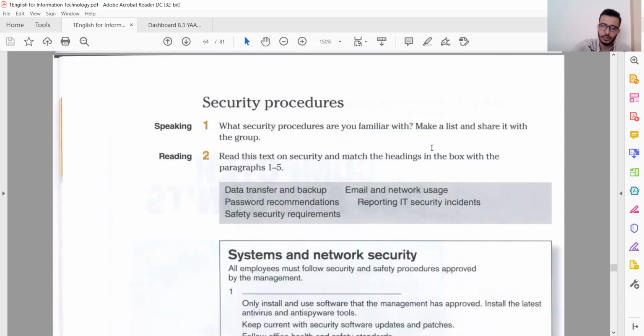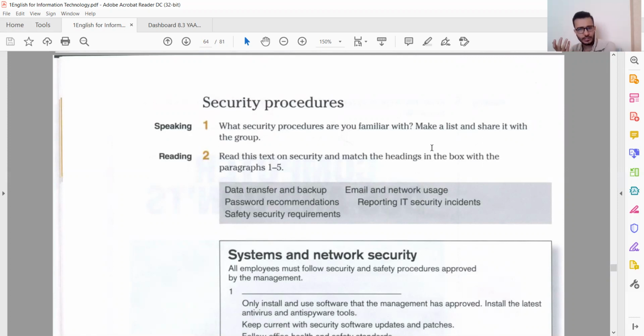Today we continue with this lesson, security procedures. What is procedures? Now, procedures means kind of steps, the things, the steps that we do in order to reach something. Procedures الإجراءات بالعربي. Okay, so security procedures إجراءات الأمان, security procedures.